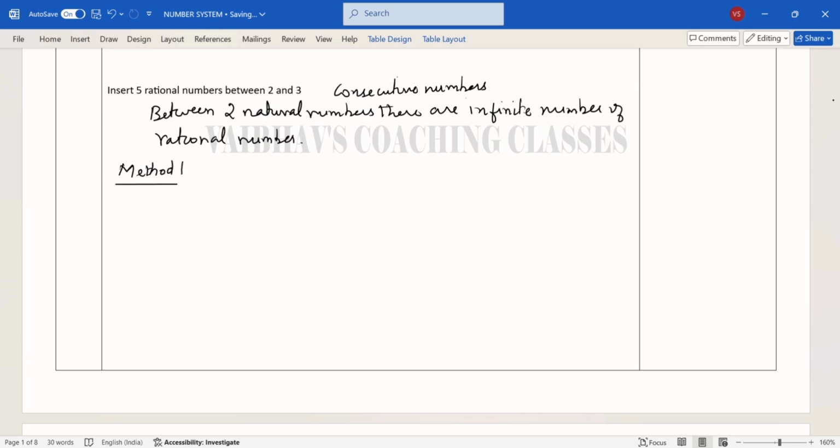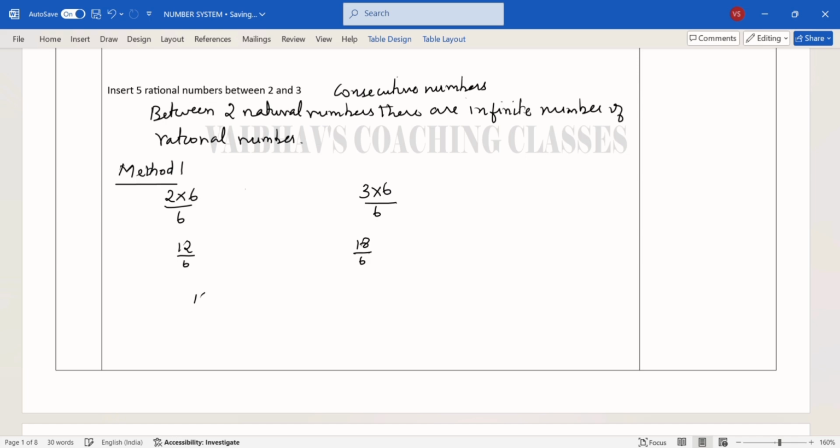So method 1, what we do is we write the numbers 2 and 3. We just multiply and divide by the same number. Let us assume that we need 5 rational numbers, so we multiply by 6 and divide by 6, and the same goes with the other term, multiplying by 6 and dividing by 6. So the number becomes 6 2s are 12 upon 6, and the other term, 6 3s are 18 upon 6. So just insert 5 numbers between 12 by 6 and 18 by 6.